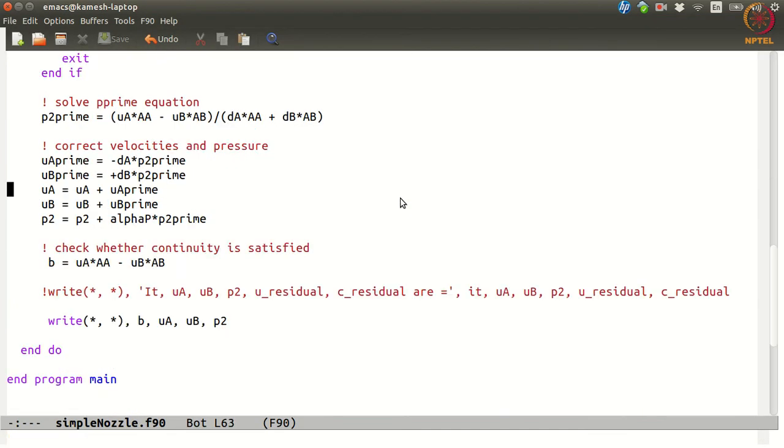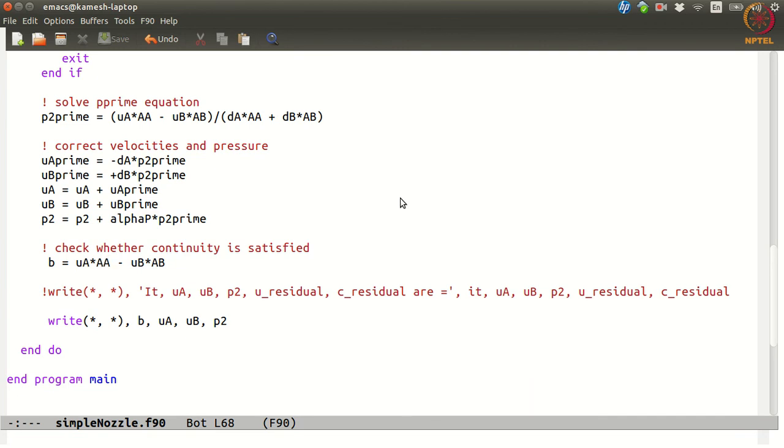Then we can update the velocity UA as UA star plus UA prime, and UB as UB star plus UB prime, and the pressure as P2 equals P2 plus alpha P times P2 prime. Again, we check for convergence. So this is basically whether continuity is satisfied or not.